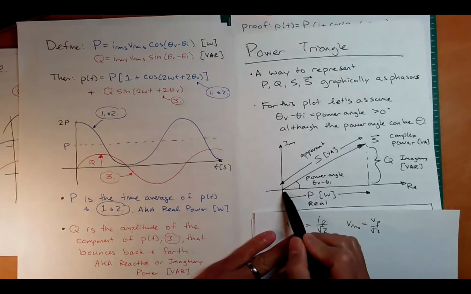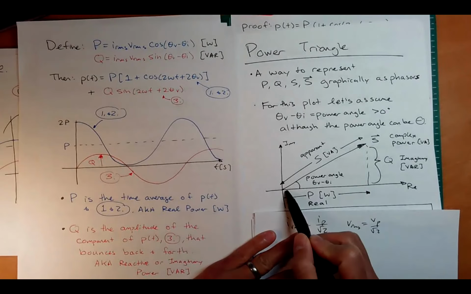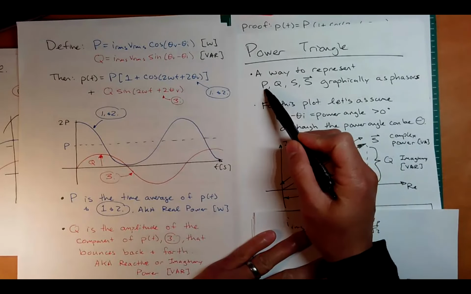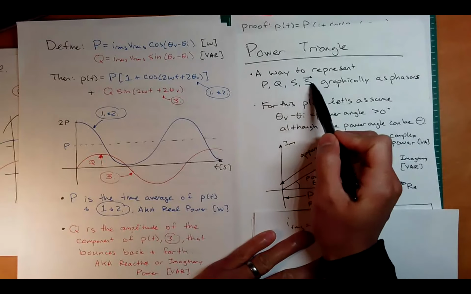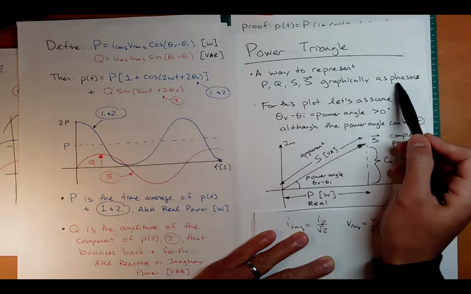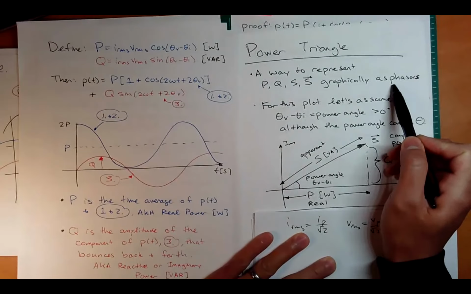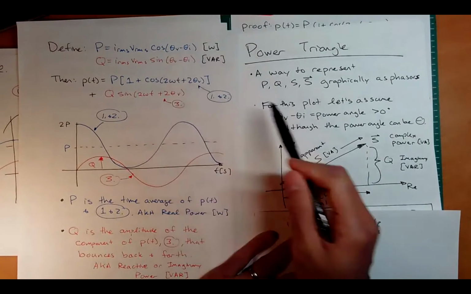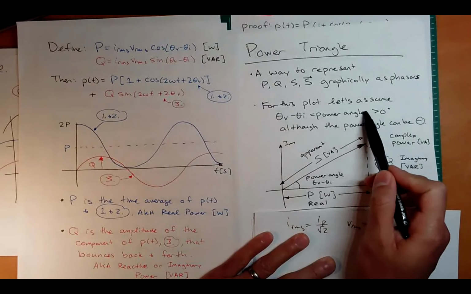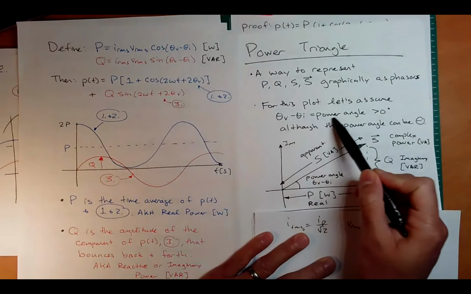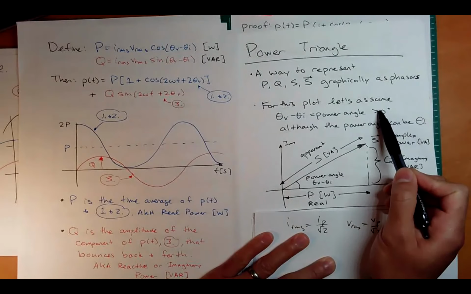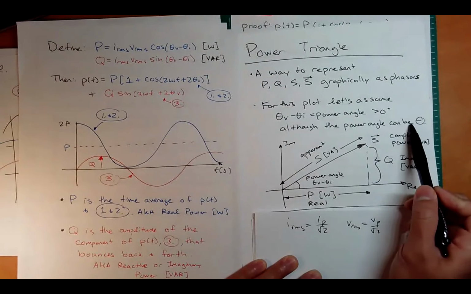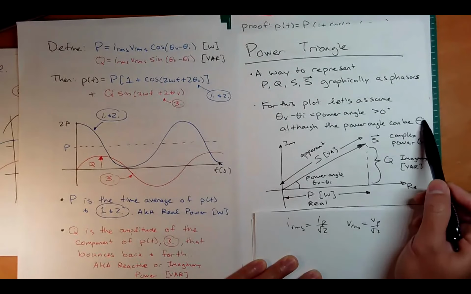Look at this. They decided that you could write P on the x-axis and Q on the y-axis, and you could have P, Q, and S bar, a way to write complex power graphically as phasors. So all our phasor math is useful. Now, this angle here is theta V minus theta I. We are going to call that the power angle. In this plot, this power angle happens to be positive. It doesn't have to be positive, right? The power angle can be negative.